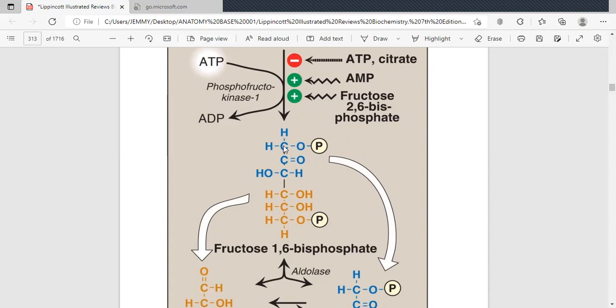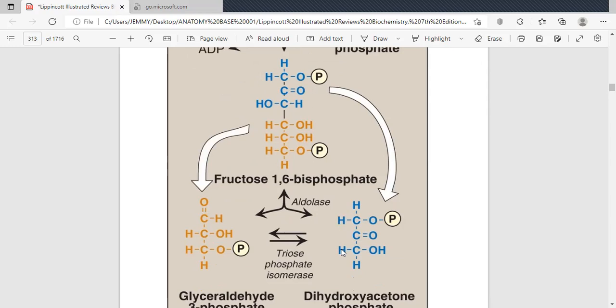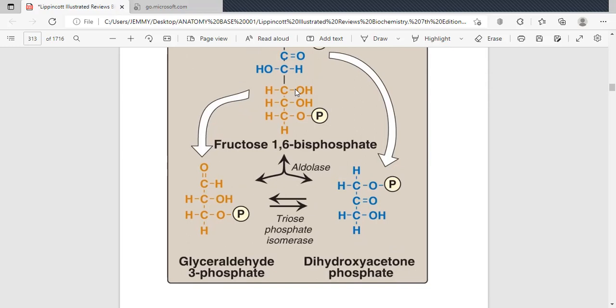So this is carbon number 1, 2, 3. We added a phosphate here to carbon number 1, 1, 2, 3, 4, 5, 6. In this reaction, the compound formed is fructose 1,6-bisphosphate, as I had said. Then it is cleaved at this position. If you can see the cursor, we cleave there, and the first three carbons form dihydroxyacetone phosphate. Then the last three, carbon numbers 4, 5, 6, will give you glyceraldehyde 3-phosphate.